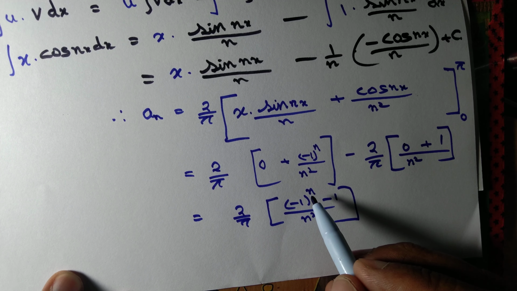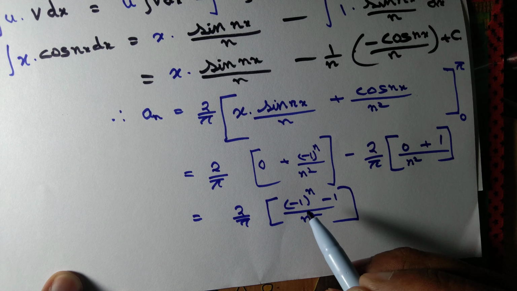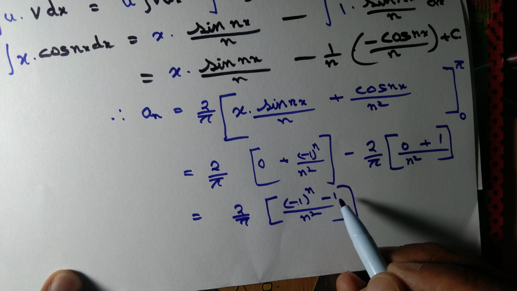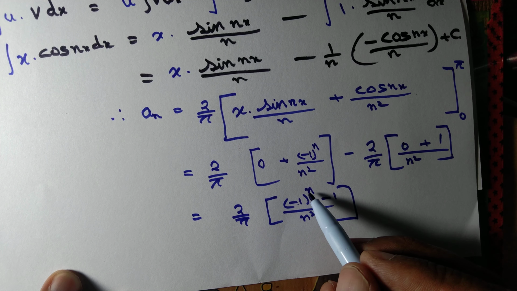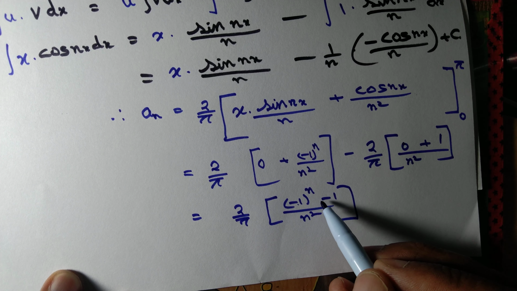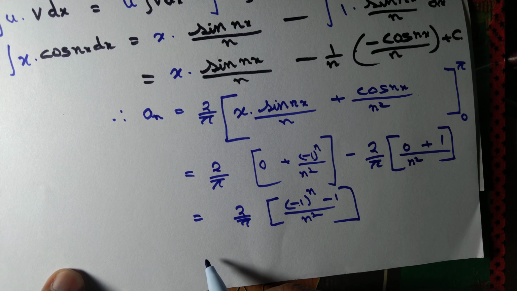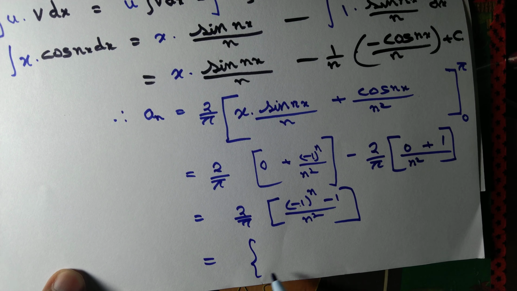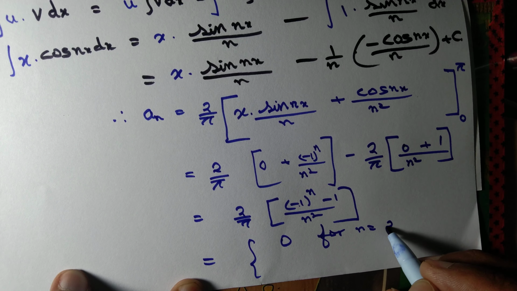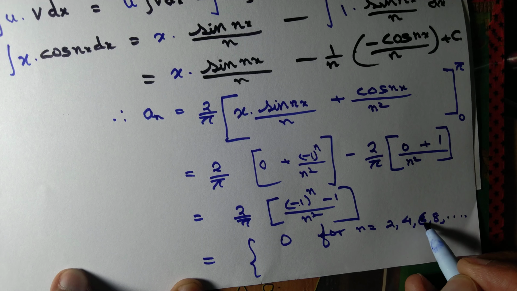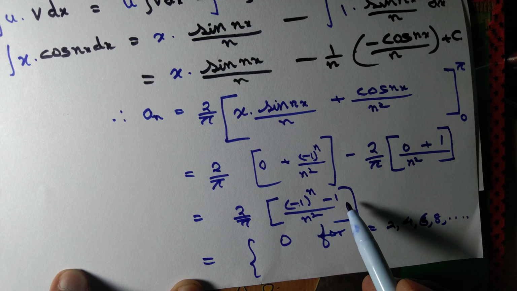When I take n equal to 2, (-1) whole thing squared is 1, and 1 minus 1 is 0. When I take n equal to 4, then also this quantity is 0. When I take n equal to 6, also 0. When I take n equal to 8, this quantity is 0. So this is simply 0 for n equal to 2, 4, 6, 8, and so on. For every even n, this quantity is 0.